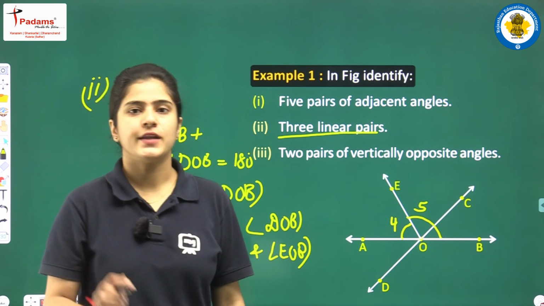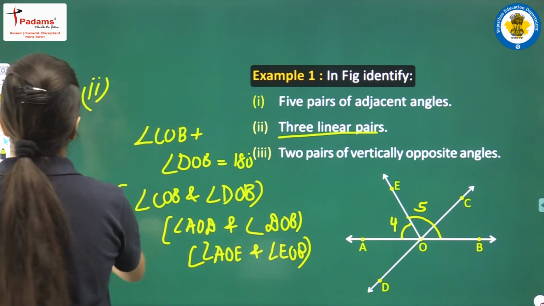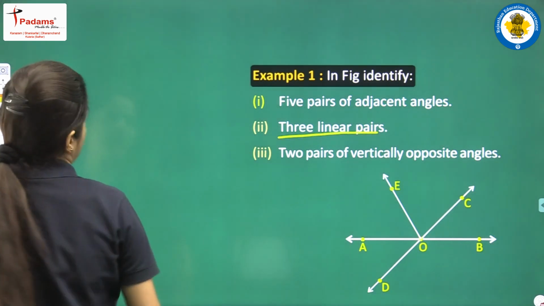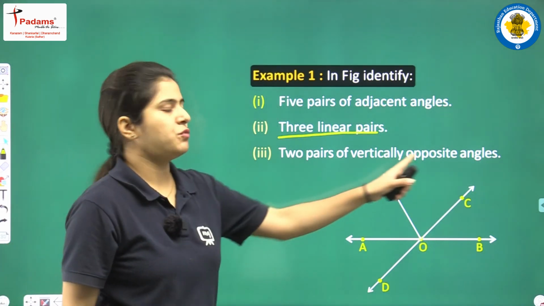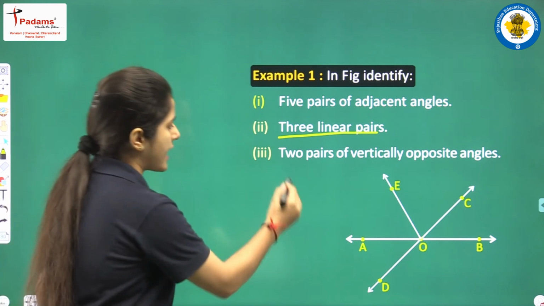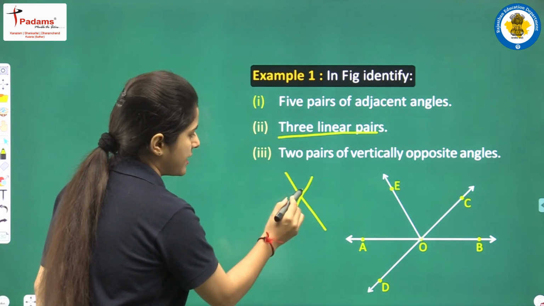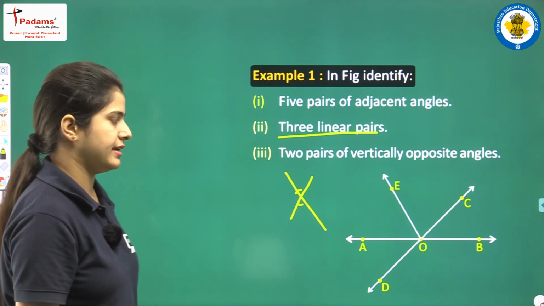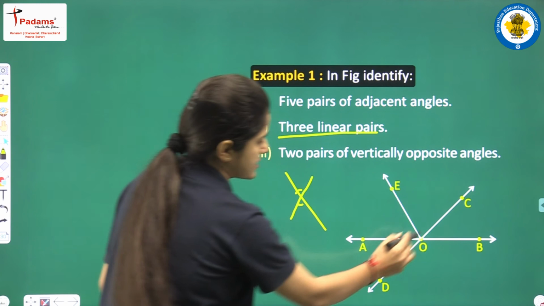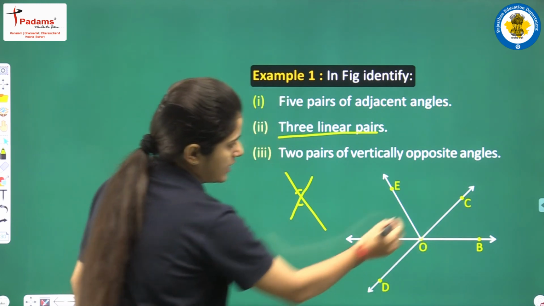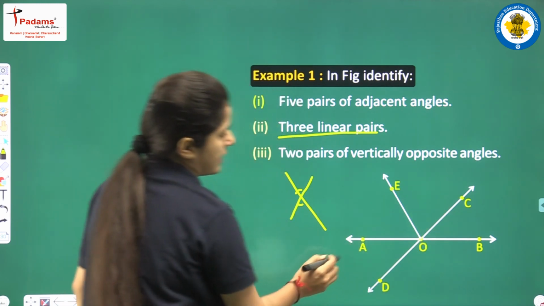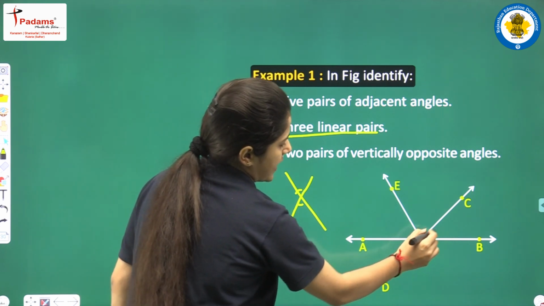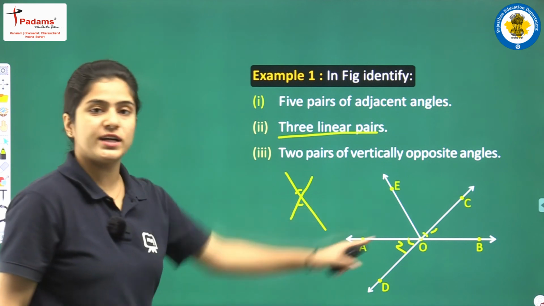Now we'll be solving the third part, that is 2 pairs of vertically opposite angles. Vertically opposite angles are the angles that are formed by 2 intersecting lines and are opposite each other. Like that only. Have a look, students. This is line CD and line AB. This angle and this angle, angle 1 and angle 2, are vertically opposite angles.